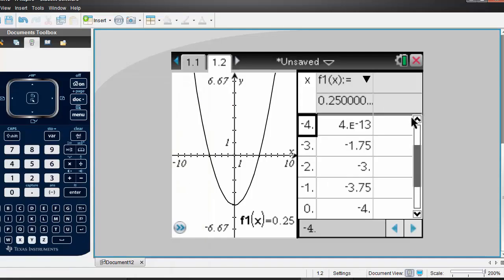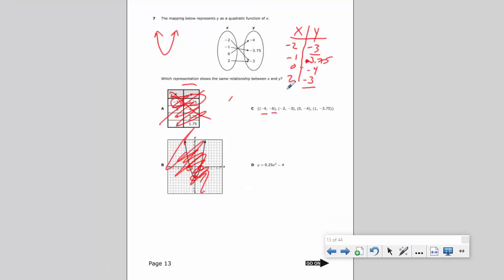So I'm going to go up to -4. This -4 does not pair up with -6, so this is actually wrong. So this answer's got to be wrong. Since this ordered pair is not in my table on the calculator, this thing can't be right. The only answer that's left is D.